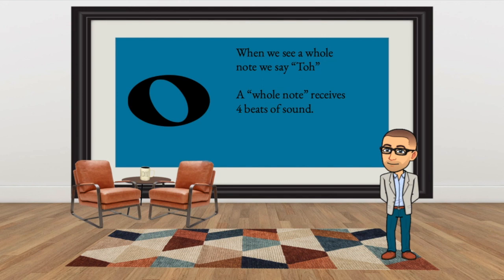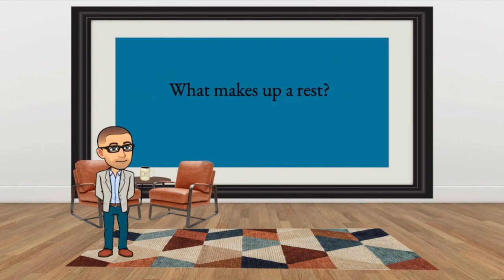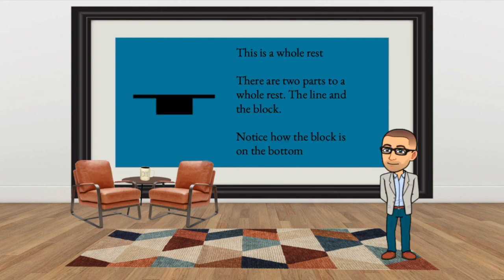So when we have a metronome on or we're playing along with a track, we're going to let it go for 4 beats before we do something else. A whole note equals 4 beats of sound. Now, what makes up a rest? This is a whole rest.